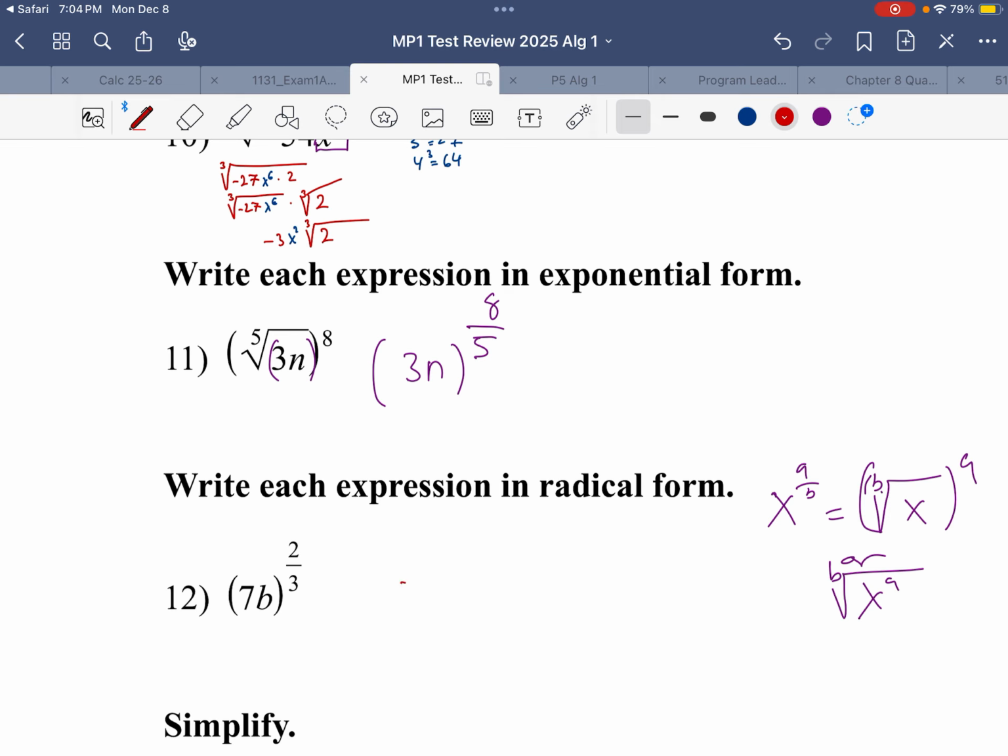So I could write this like 7b, this is going to be the cube root raised to the 2nd power.